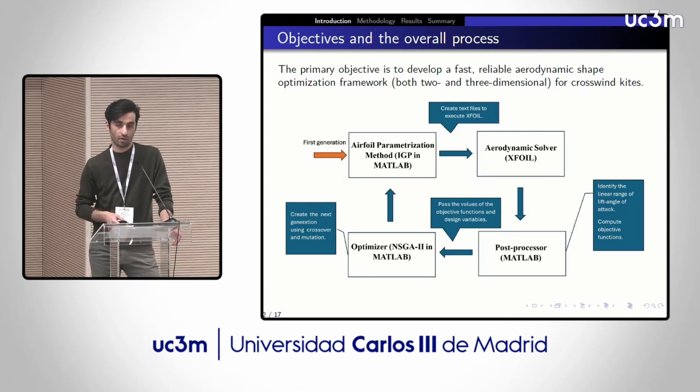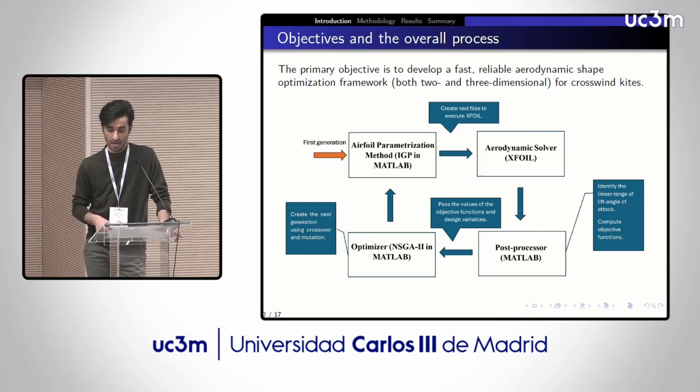Here we use IGP, which is improved geometric parameterization. It's quite a recent method, 2018. The implementation is in MATLAB, and it generates text files that can be read to execute XFOIL. We use XFOIL as the aerodynamic solver because it's fast. Once the results are obtained, they are passed to a post-processor, again in MATLAB, and then to the optimizer based on the genetic algorithm.